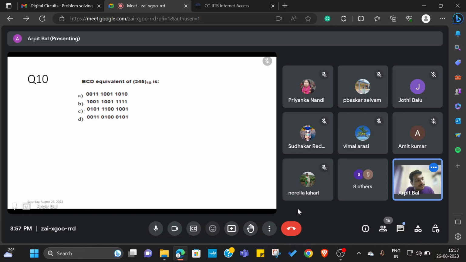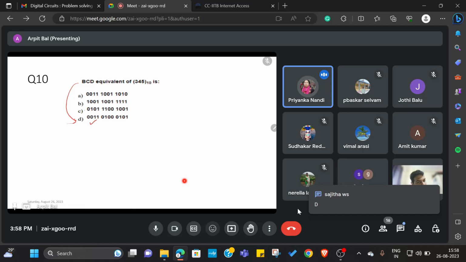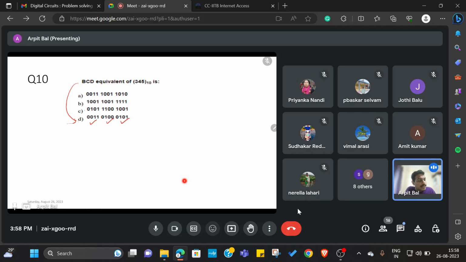How did you arrive at this particular option? Because the BCD of 3 is 0011 in 8421 code, and then 4 is 0100, 5 is 0101. That's correct. Yeah. So option D is correct. Okay, and the reasoning is also correct in this question. So moving on to the next question.